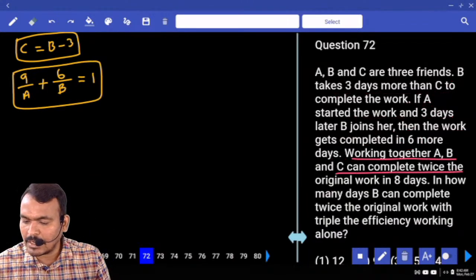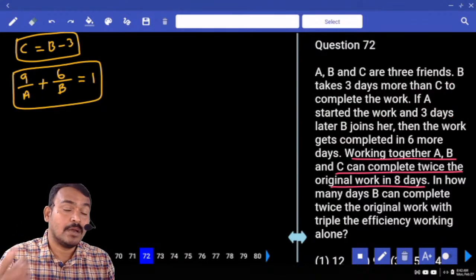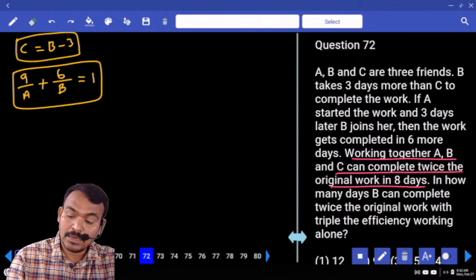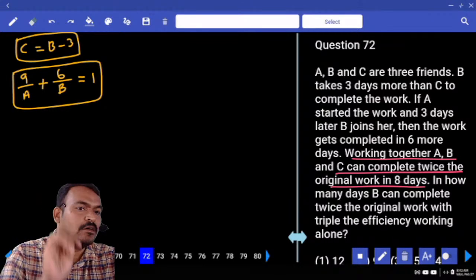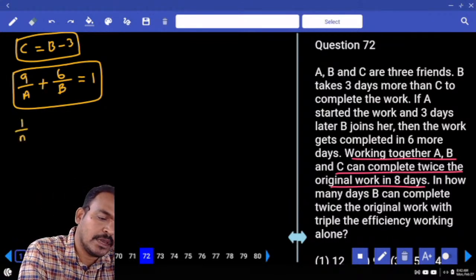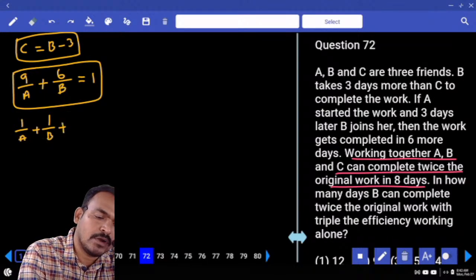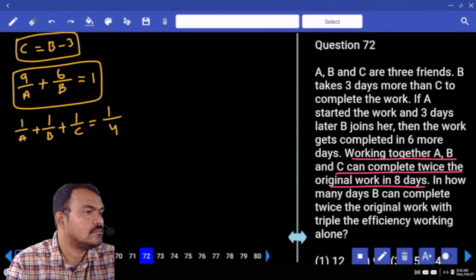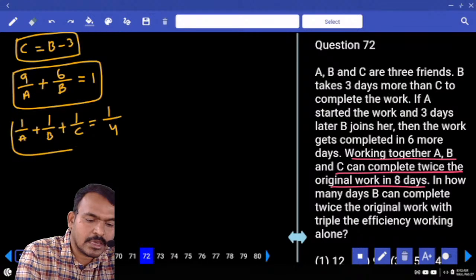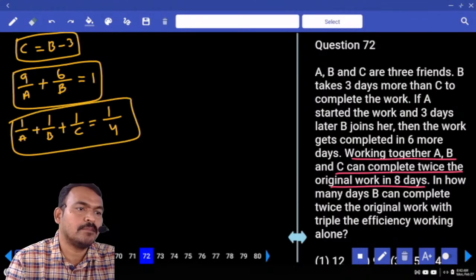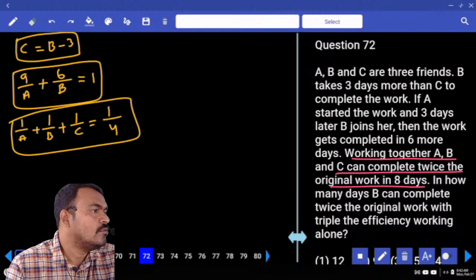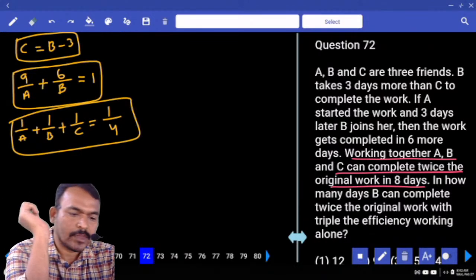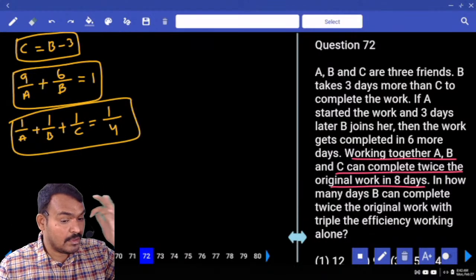Working together, A, B, C can complete twice the work in 8 days. Double work in 8 days means 1 work in 4 days. Means A plus B plus C can complete the whole work in how many days? 4 days. What is the 1 day work of A? 1 by A. Of B? 1 by B. Of C? 1 by C. That is equal to 1 by 4. Because A, B, C together in 4 days means the 1 day work is 1 by 4. And simplifying these two, we get the B value.